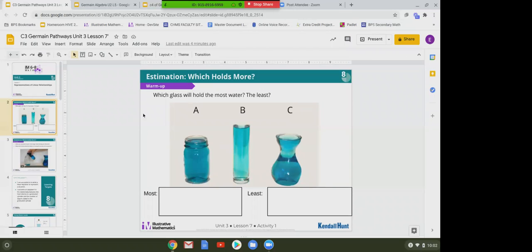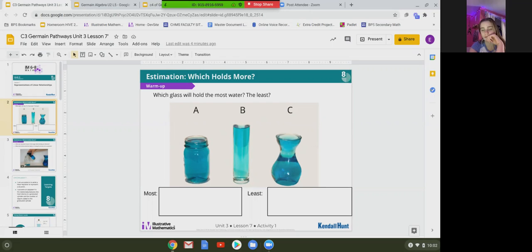Okay, anyways. So which one ended up holding the most amount of water? Which letter ended up holding the most amount of water? A. Yes, nice job. That was perfect. A ended up holding the most amount of water. Which one ended up holding the least amount of water? B. B, yes, very nice job. B held the least amount of water. Awesome job there, my friends.